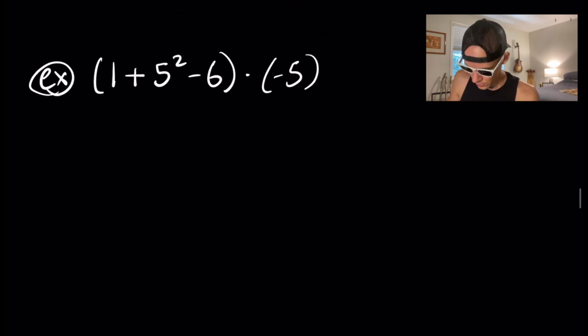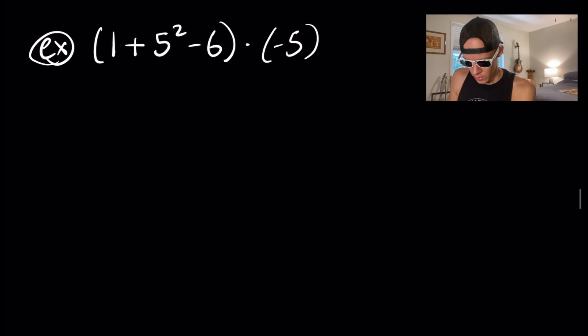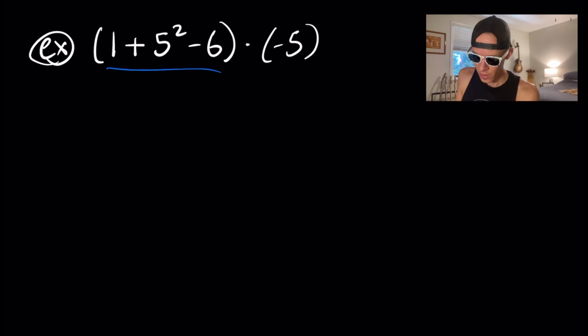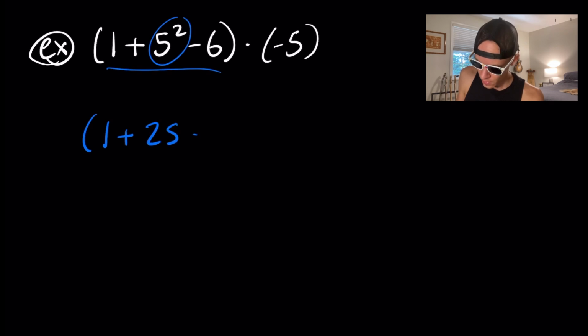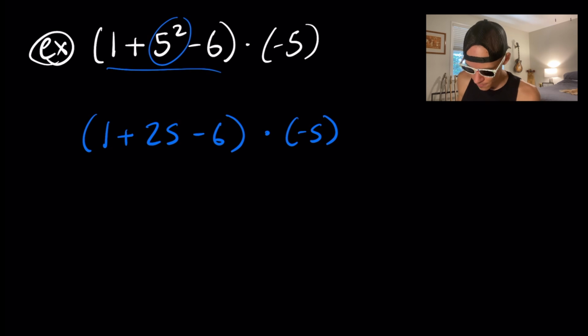All right, next one. Parentheses 1 plus 5 squared minus 6 times negative 5. So I'll look at that parentheses because that's the only one that has anything going on. And we got this exponent term. So 5 squared is 5 times 5. So I'll have 1 plus 5 times 5 is 25 minus 6 times negative 5.